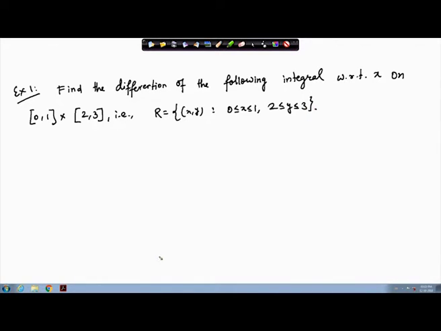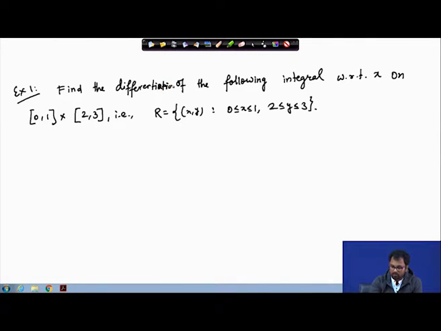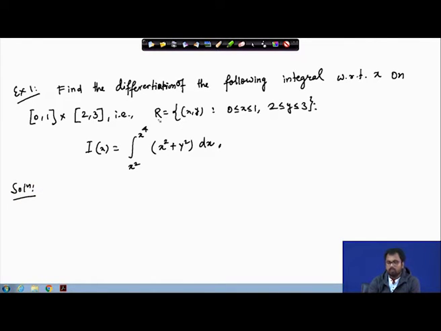So, we need to find the differentiation of the integral given as I(x) equals the integral from x square to x to the power 4 of x square plus y square dy. So here our function f is, so let's go to the solution. Of course here we will apply the Leibniz rule of differentiation.